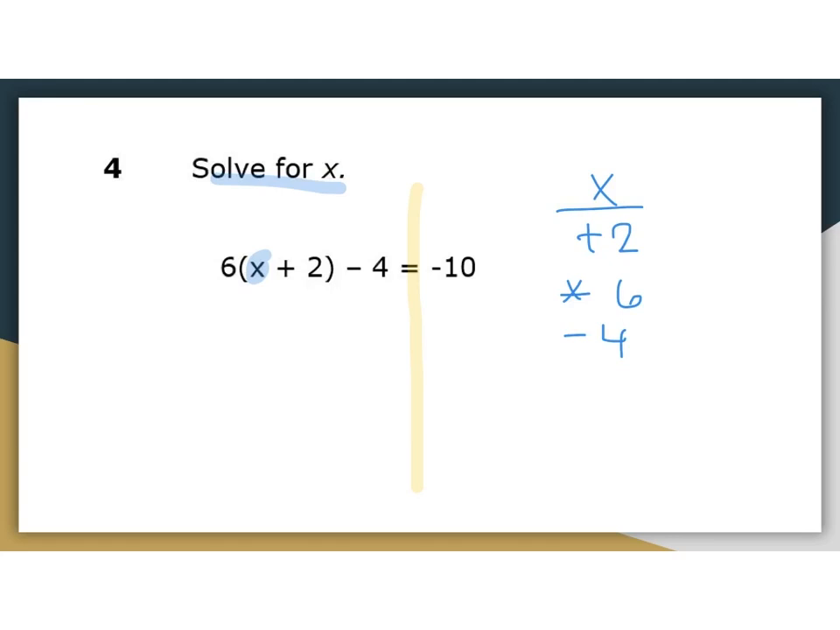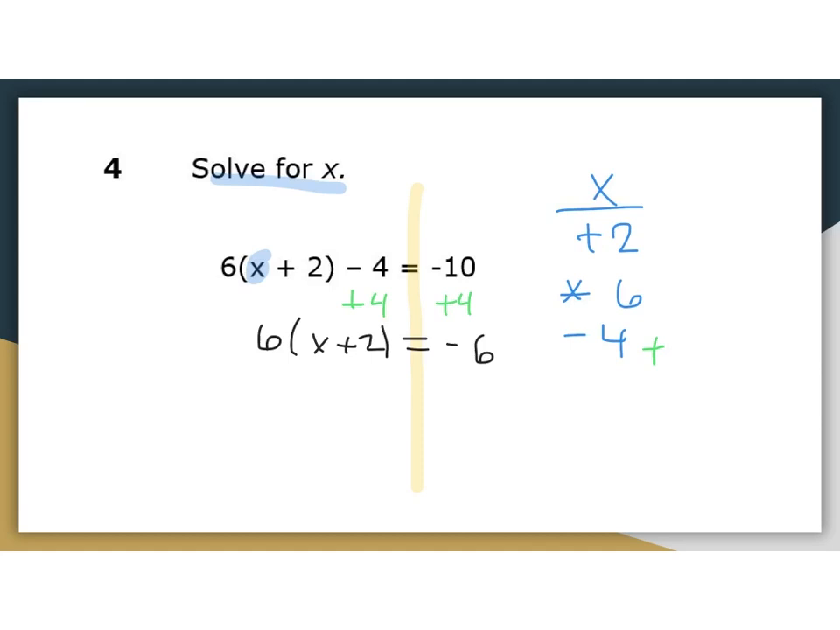And then from here, if we're at the bottom, we got to go back up to get the x isolated to find what it's equal to. Starting at the minus 4, inverse is going to be plus 4. So I'm going to add 4 to both sides. That's going to leave us with 6 times the sum of x and 2 equals negative 6.